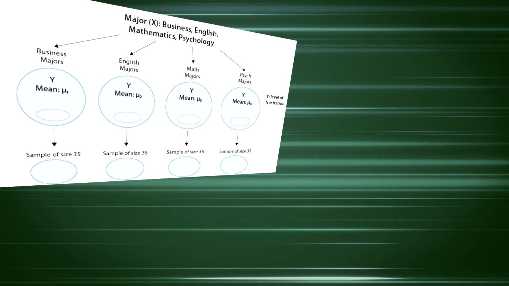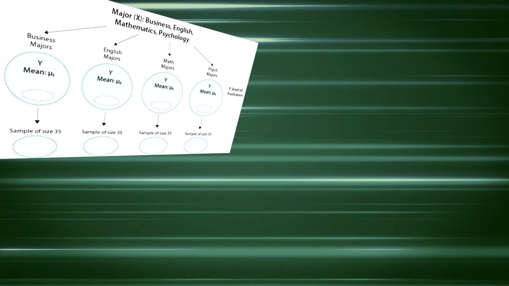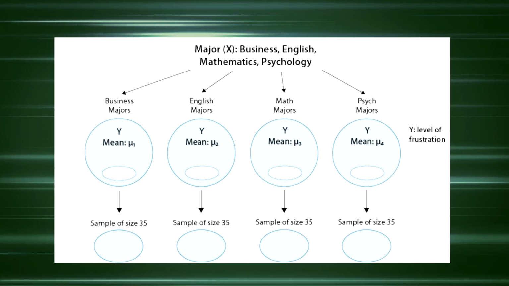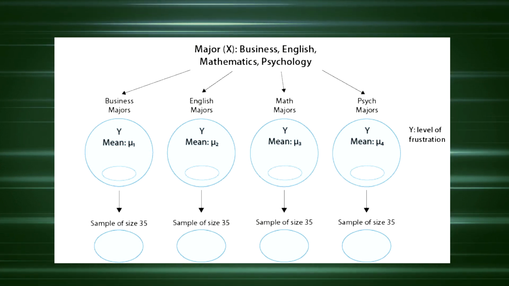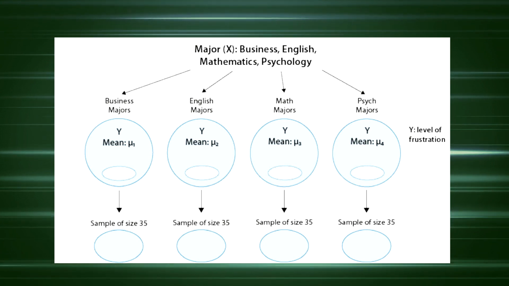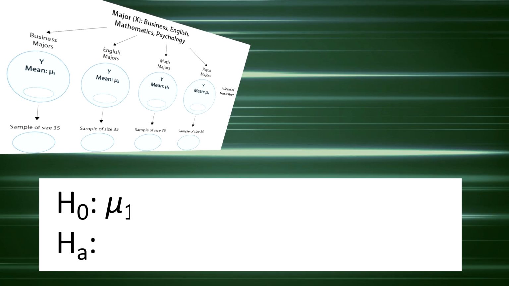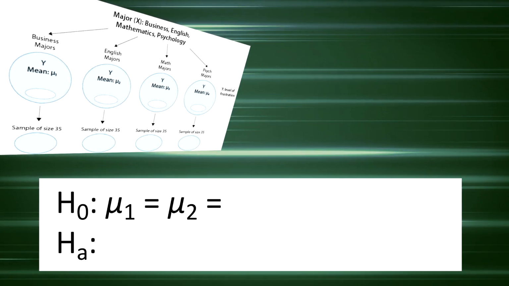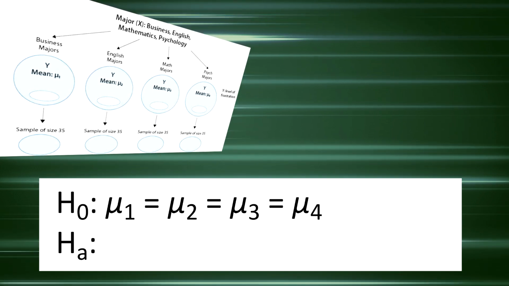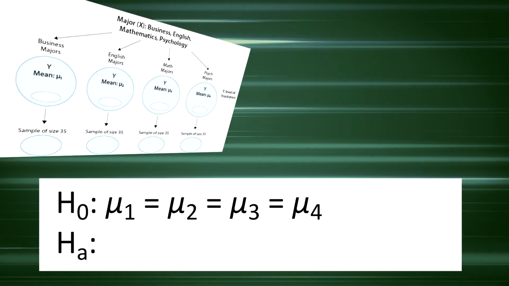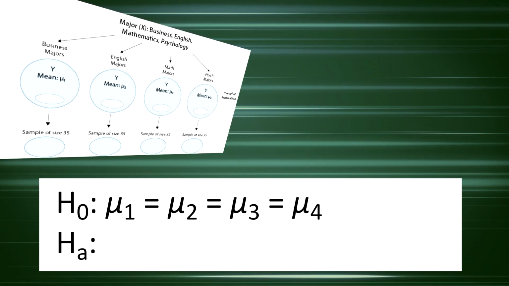The null hypothesis claims that there's no relationship between the explanatory and response variables X and Y. Since the relationship is examined by comparing the means of Y in the populations defined by the values of X, no relationship would signify that all the means are equal. Therefore, the null hypothesis of the F-test is population mean 1 equals population mean 2 equals population mean 3 equals population mean 4. Here, we have just one alternative hypothesis, which claims that there is a relationship between X and Y, the explanatory and response variable.